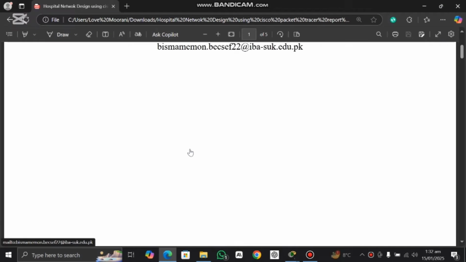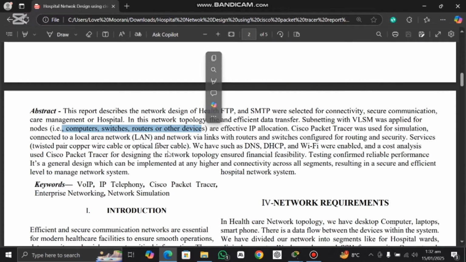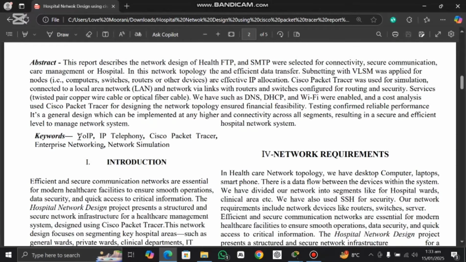Let's explore the details. So let's start with the abstract. This report describes the network design of the healthcare management. In this network topology, the nodes, for example computers, switches, routers or other devices, are connected to a local area network via links: twisted pair, copper wire cable or optical fiber cable. We have used Cisco Packet Tracer for designing the network topology. The keywords are VoIP, IP technology, Cisco Packet Tracer, enterprise networking and network simulation.